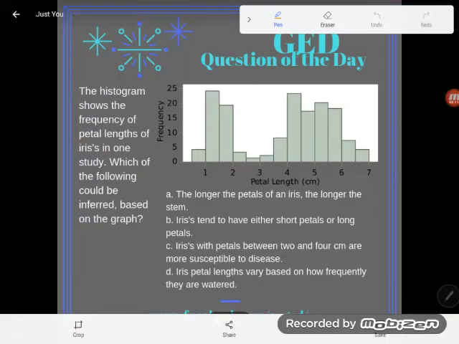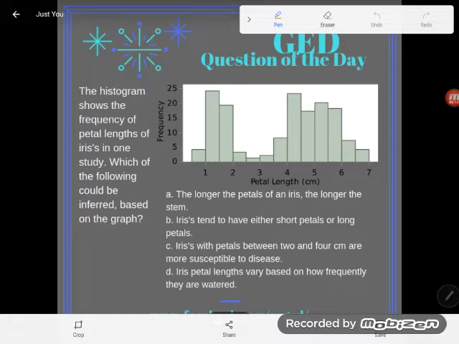Hey GED students, it's GED question of the day, and I didn't want to stop talking about the subject of bar graphs without discussing a different kind of bar graph than a lot of students are used to, a histogram. So this is a histogram right here on the right, you can see.